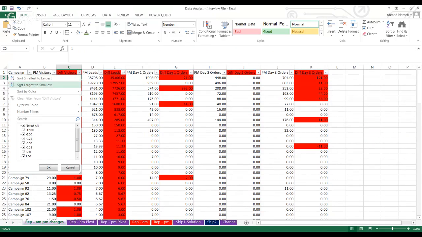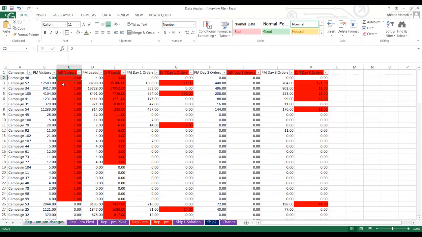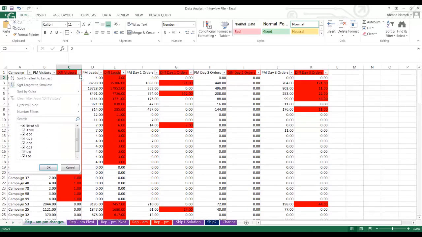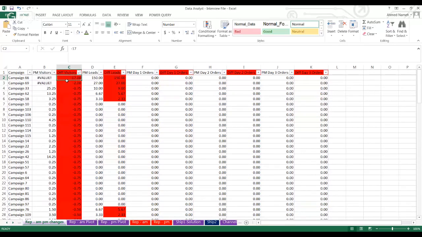So I'm going to sort from largest to smallest. There are differences, but they don't seem to be significant. Let's try smallest to largest. So these are a couple of interesting campaigns. It looks like there was a visitor value for campaigns 66 and 69 in the AM. However, in the PM, there was an error, which implies that there were no visitor values recorded.